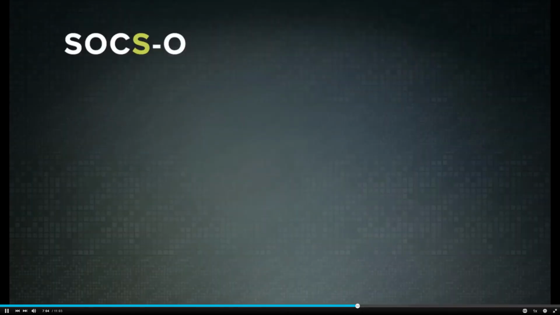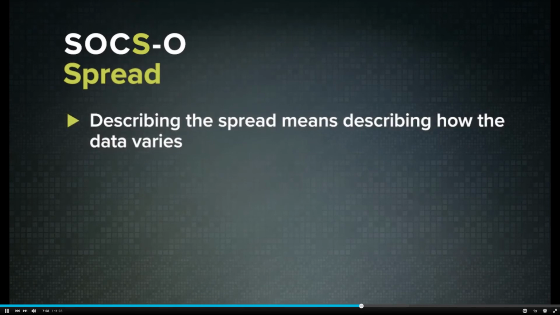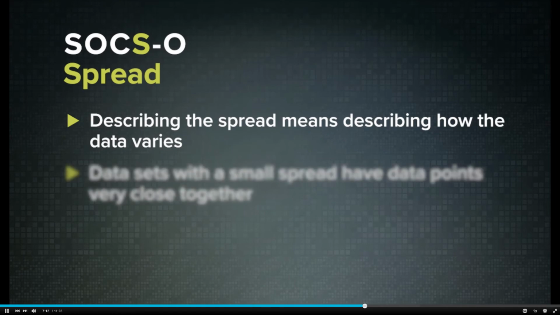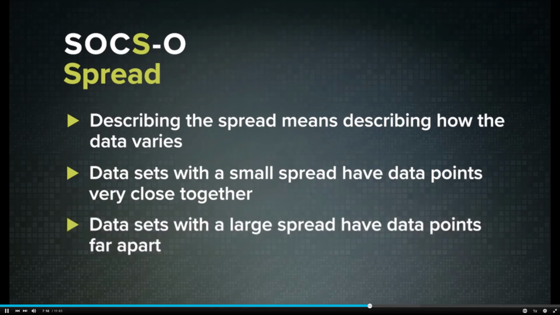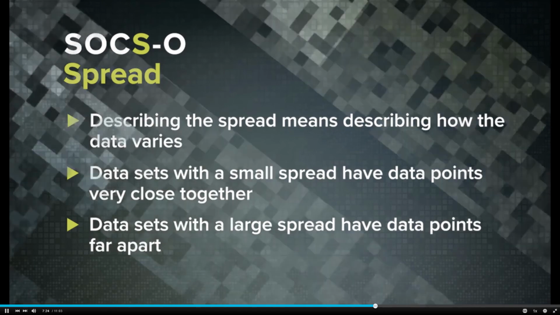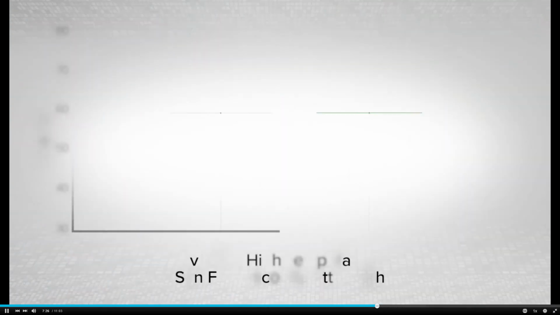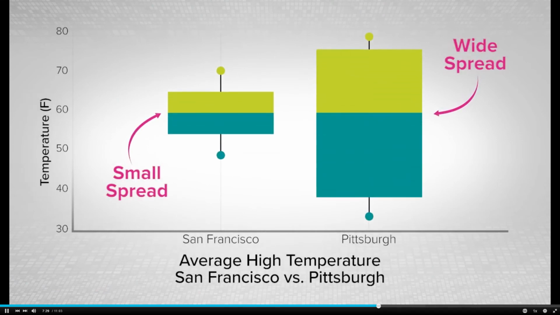The last letter S of SOCS stands for spread. Describing the spread means describing how the data varies. Data sets with small spread have data points that are very close together. Data sets with large spread have data points that are far apart. Here's an example of a graph with a small spread and one with a wide spread.